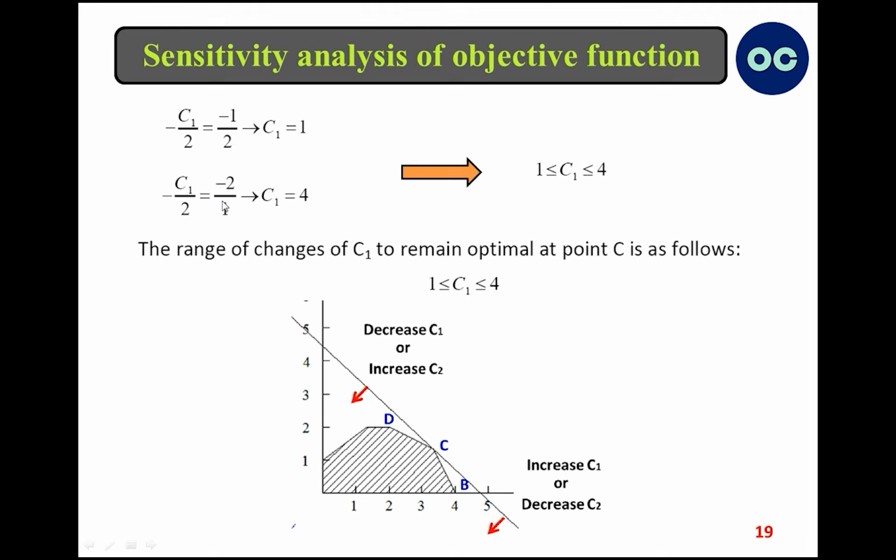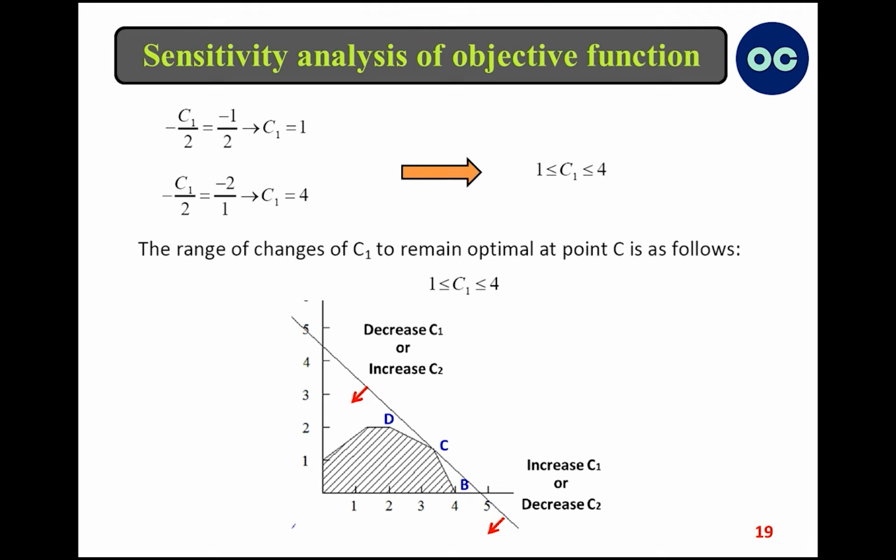Thus, we can find the minimum value of C1 using the following relationship. Likewise, the maximum value of C1 to maintain the optimality at point C can be calculated here. So, the range of allowable change for C1 to retain optimality at point C is between 1 and 4.